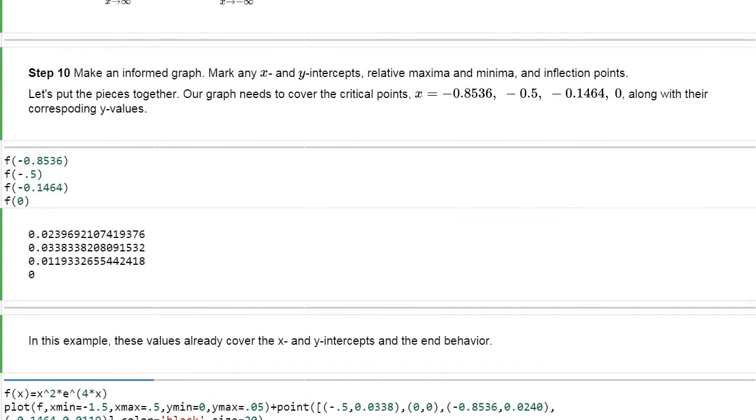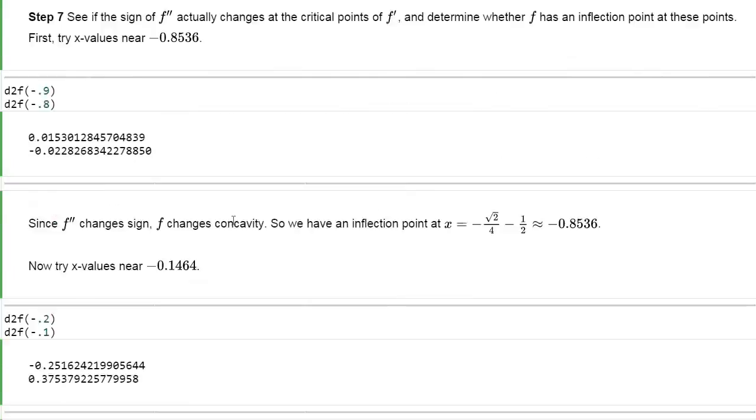Okay, step 10. Let's make our informed graph. So I have the x values I need, these critical points, along with the x and y intercepts, and I'm going to plug those into the function to see the y values that go with them. Okay, these are the y values that go with my inflection points and local min, local max. And you can see now why this original graph didn't show those things.